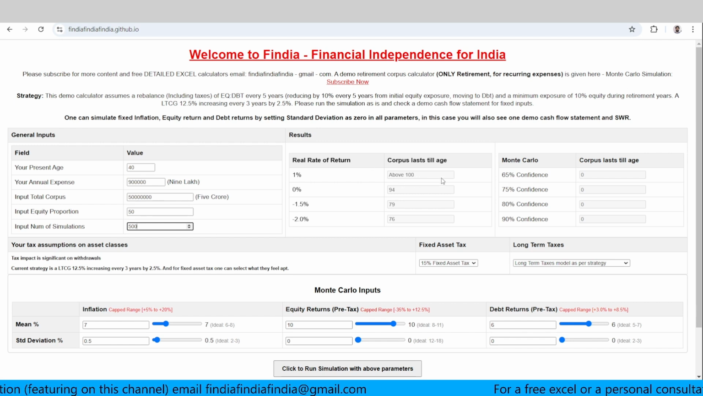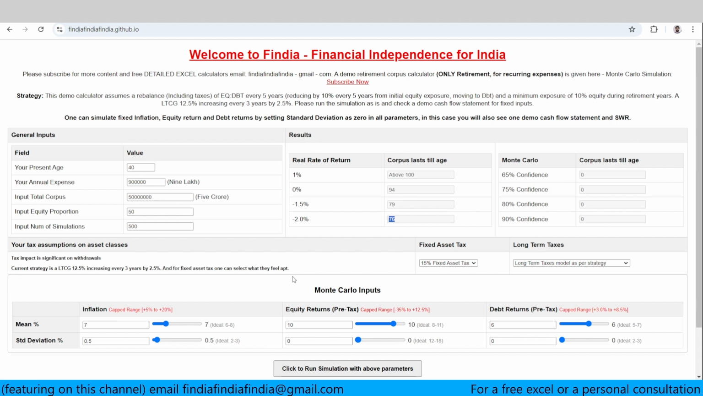Next, it will also give you the real rate of return as a result. For this particular case, if you are getting 1% real rate of return, it will of course surpass 100 years for this person who is age 40. If it's 0%, it will be 94 years, and if it's minus 2%, it is 76 years. And then once we simulate, we'll have the corpus for all these Monte Carlo parameters.